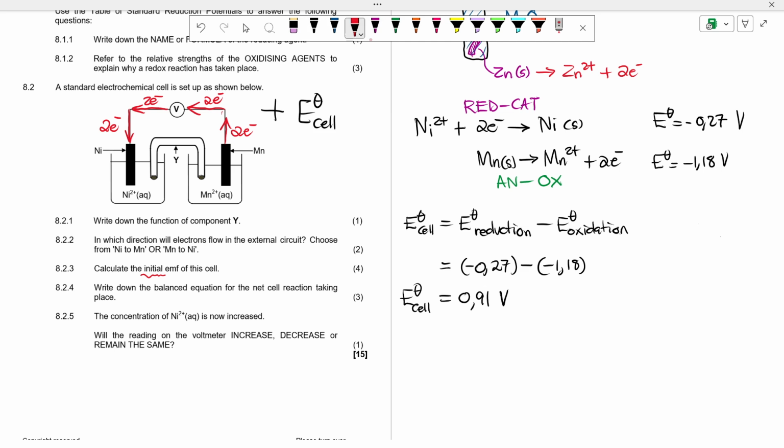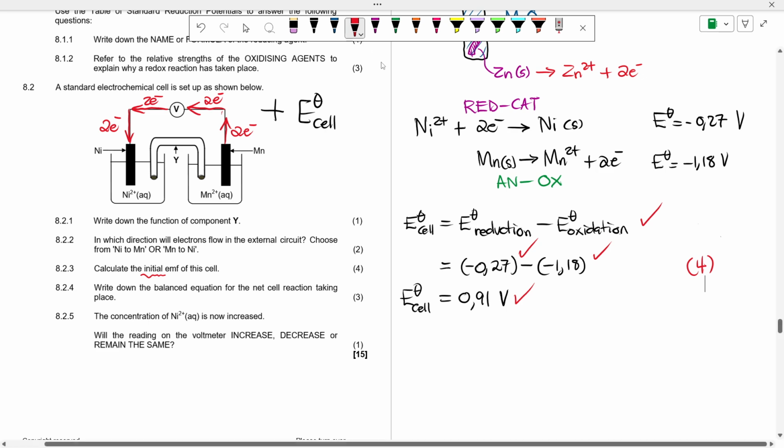Volts. Yep, the way they'll mark is they'll give you a mark for the formula. They'll give you 2 marks for the correct substitution, and then 1 mark for the final answer. All in all, that's 4. Quite generous, because this one is simple. After you identified your half reactions, then it should be simple.